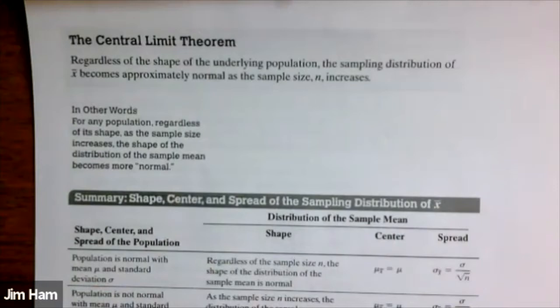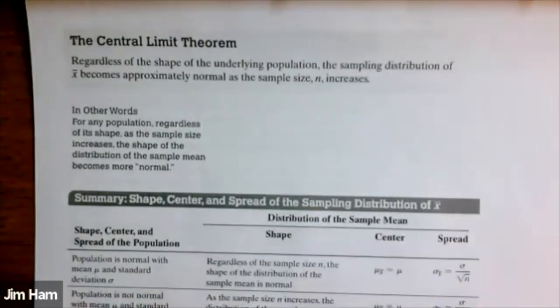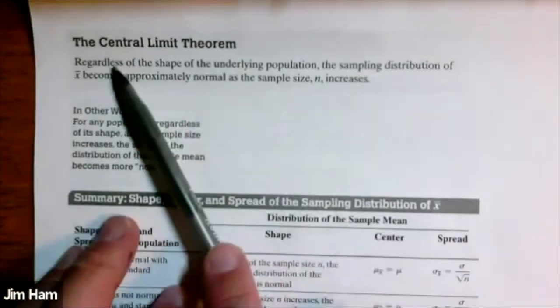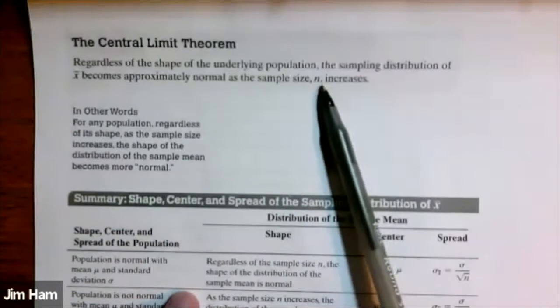All right, the big theorem that makes our sampling distribution normal is this result here. It's called the central limit theorem. And it says regardless of the shape of the underlying population, it can have a normal distribution, a uniform distribution like our dice example, it can be bimodal, skewed left, skewed right, it can take any shape. But if we have a large enough sample size, then the sampling distribution will be approximately normal.